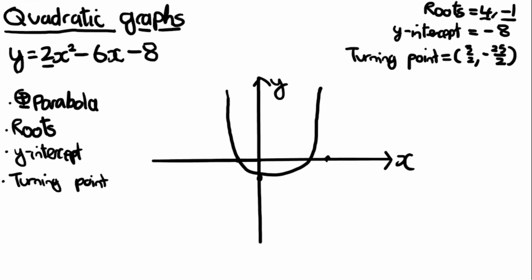But the important thing you need to do is label your points. So this here is minus 1, this here is 4, this here is minus 8, and the turning point, which is about here, is 3 over 2, minus 25 over 2. The most important thing that you need to do is label where it intercepts the coordinate axis if it asks, and if it asks, label the turning point.